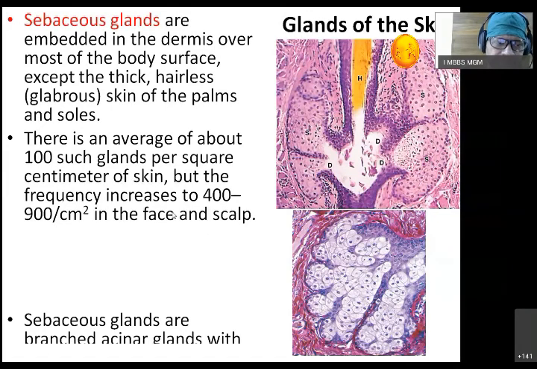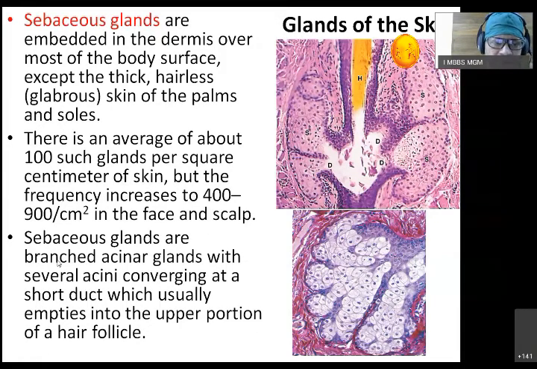Sebaceous glands are branched acinar glands with several acini converging at a short duct, which usually empties into the upper portion of the hair follicle. And then you try to see this. This is more of a lipid secretion. You can see the larger cells, the central nucleus, and the multilobulated gland. So it's a very clear grape bunch-like appearance in the H&E stain. Most of the time, when associated with the hair follicle, we directly label it as a sebaceous gland. And you can see as the cell grows from periphery to the center, slowly the nucleus is lost.